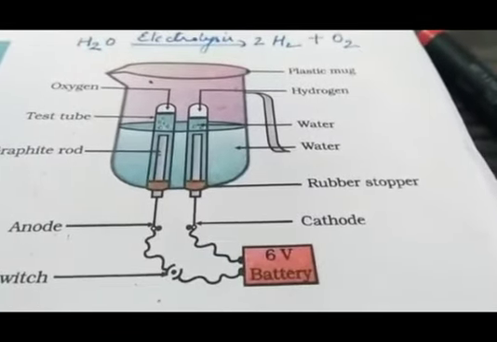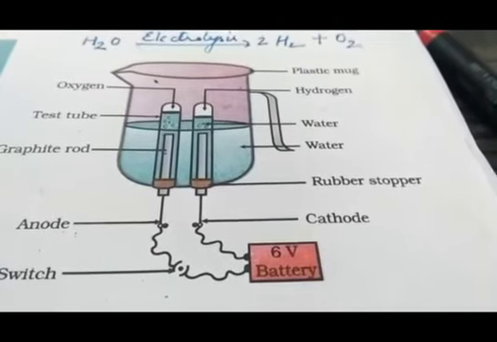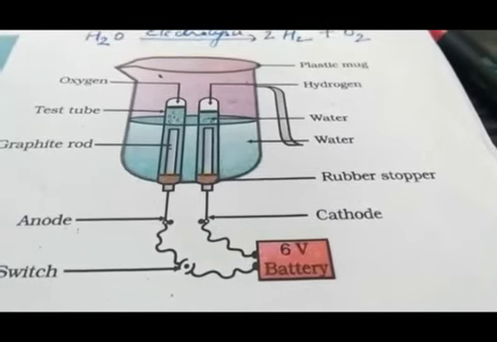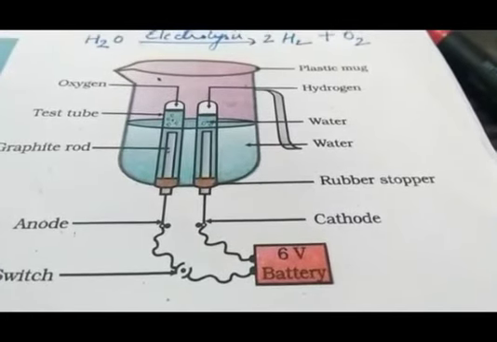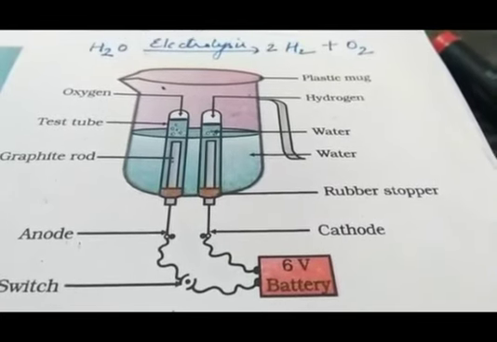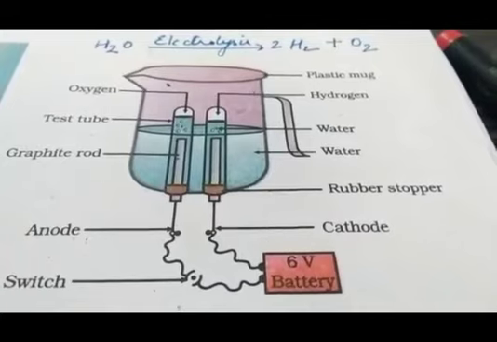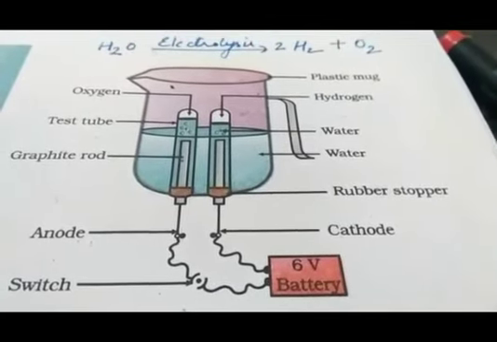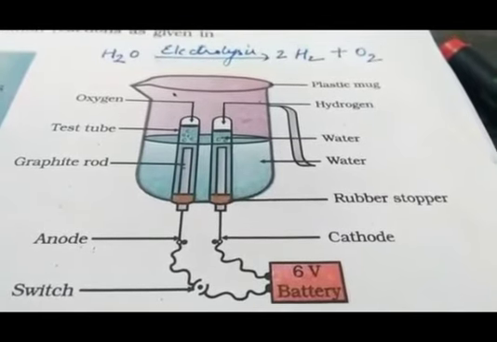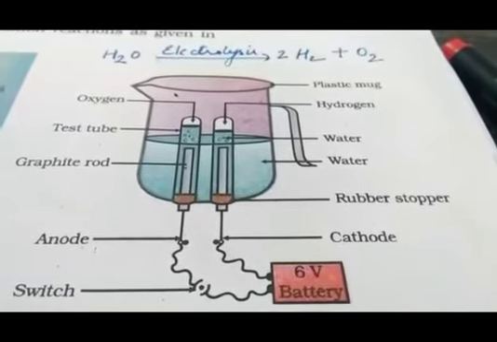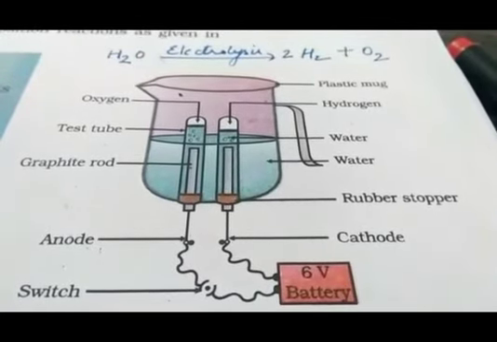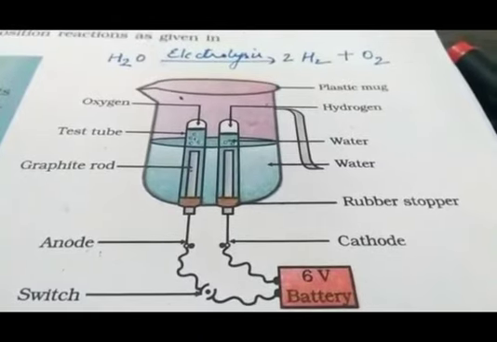The mug is filled with water and some amount of sulfuric acid is added to maintain the conductivity. Now, when we switch on the current and leave the apparatus undisturbed for some time, we will notice the formation of bubbles at both the electrodes. These bubbles displace water in the test tube. The volume of the gas collected in the two test tubes is not the same. The amount of gas produced at the cathode is more than the amount of gas produced at the anode.